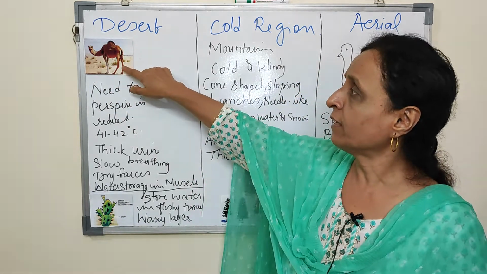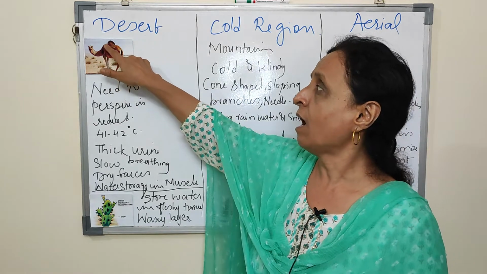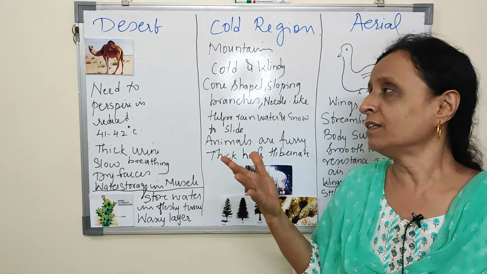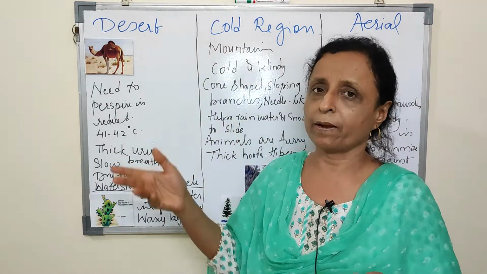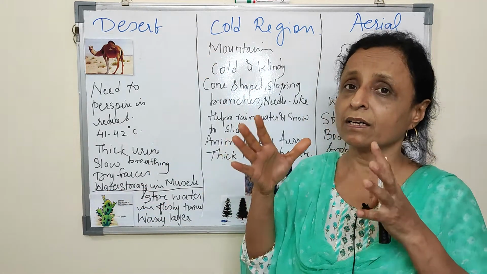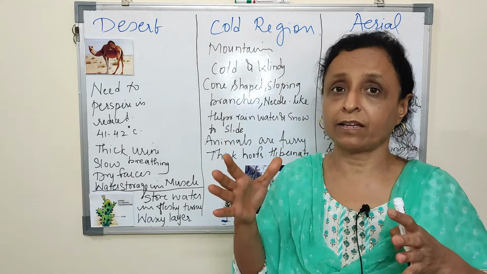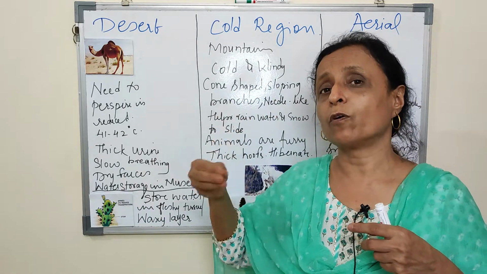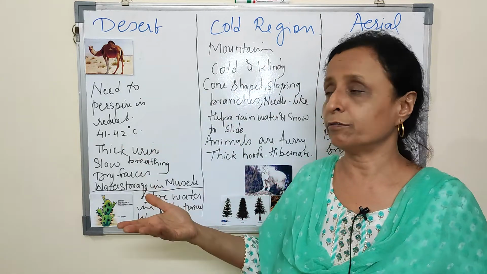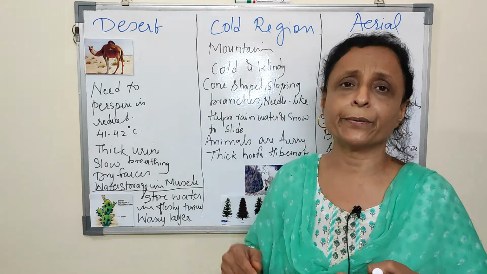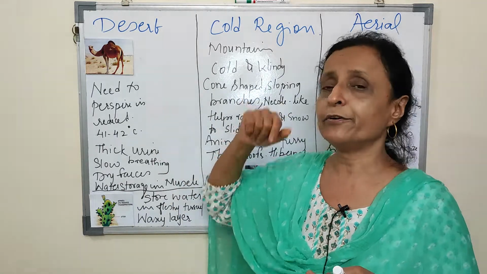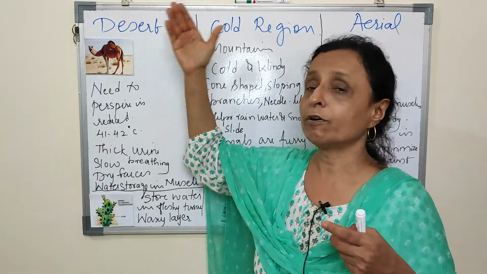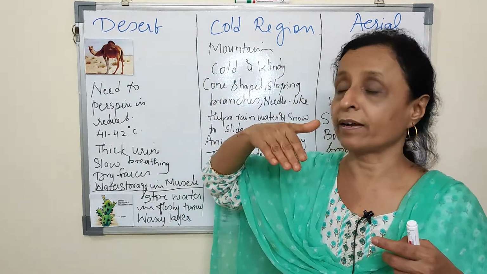It has got very thin legs. Then there's a hump. Normally children tend to think it's a water bag. The hump is made up of fats, and they can go without food and water for many days. They may not get food because there are not many plants around, desert plants. So it might go without food. So where will it get energy from? It will get energy from the hump, because the hump stores fat.